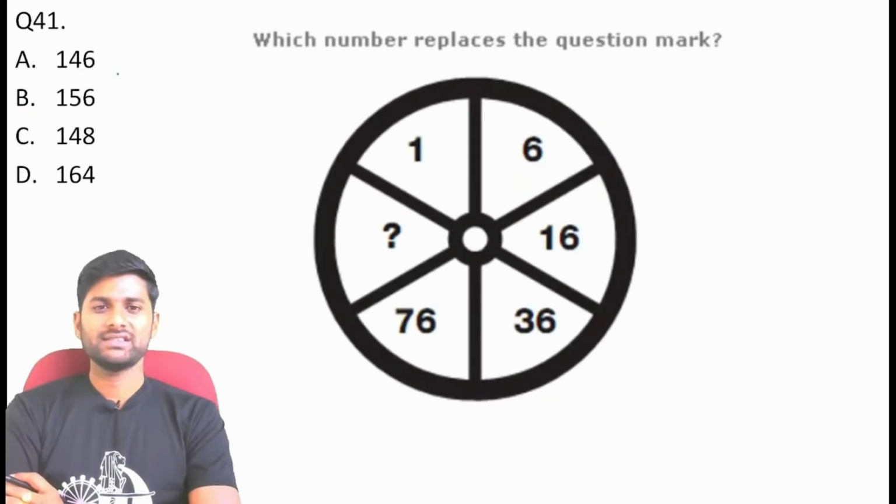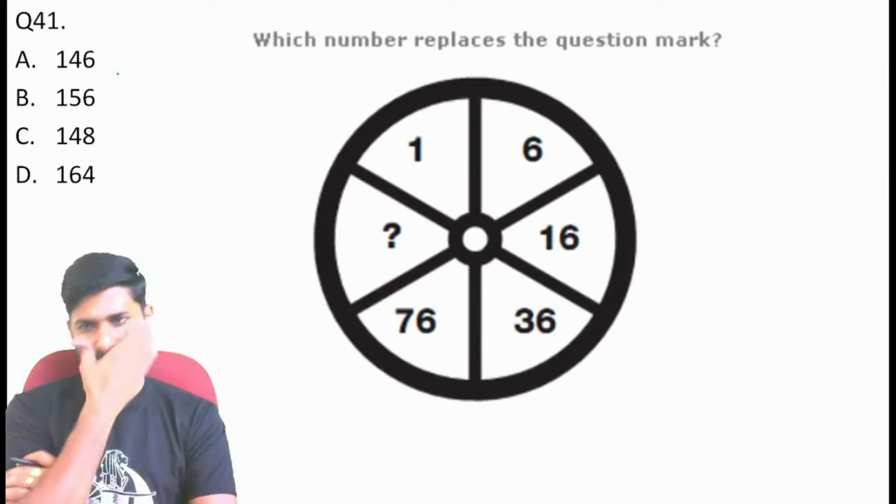Next one. 1, 6, 16, 36, but 76 not. 76 is not a perfect square. No, but 1 is a perfect square. 16 is a perfect square. 36 is a perfect square. But 6 and 76 is not a perfect square. See guys.